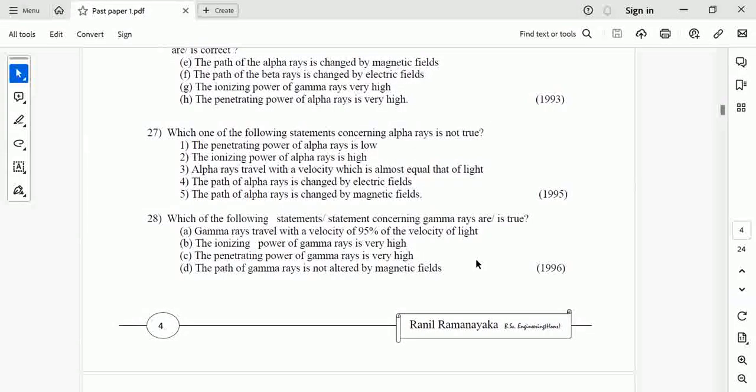Gamma rays do not travel at 95% of light velocity. It is wrong. Ionizing power of gamma, yes, it is true. Penetration power is very low. C is wrong. Sorry, ionizing power is low. B is wrong and C is true. Gamma has very high penetration power. D, the path of gamma rays is not altered by magnetic fields. Gamma rays do not possess any charge, therefore they cannot be altered. C and D are true. Answer is the third one.